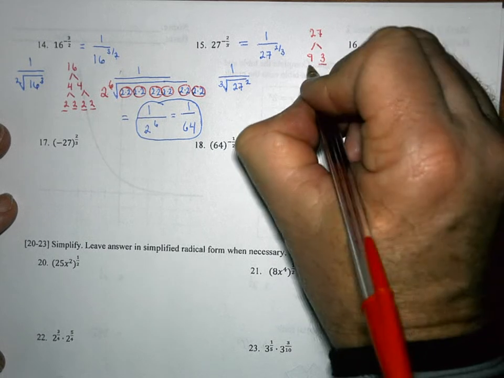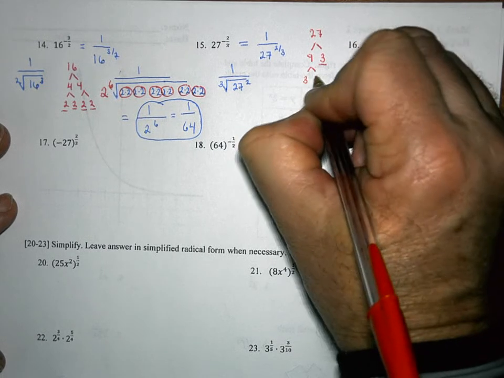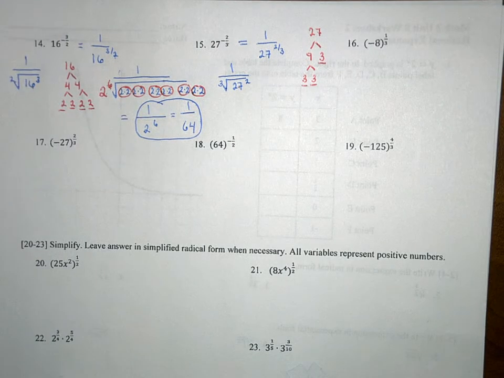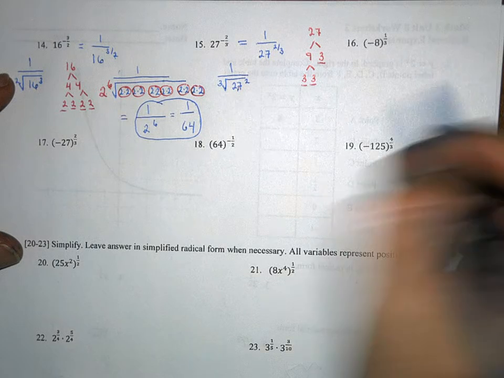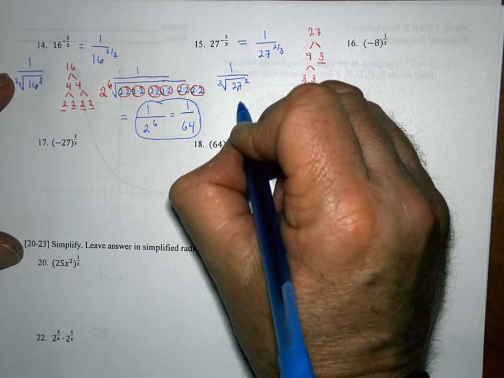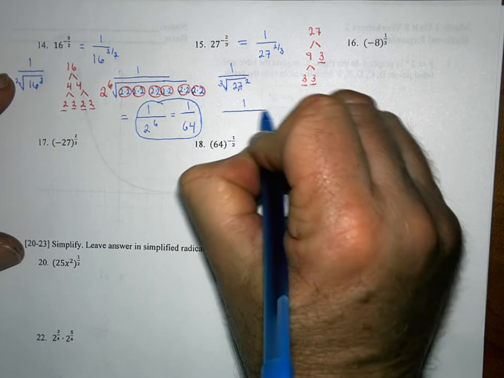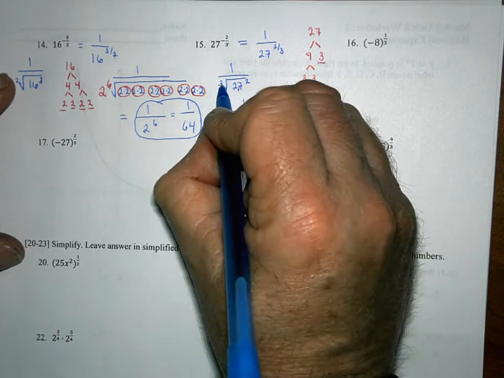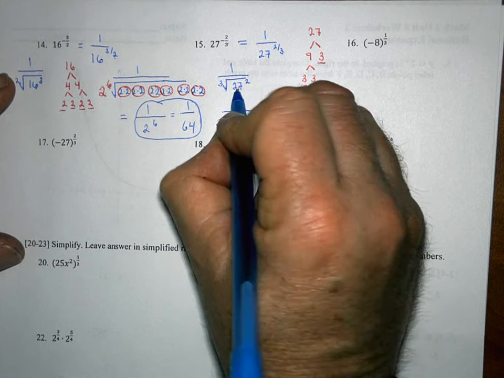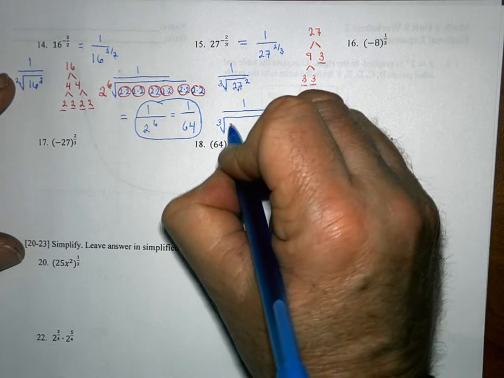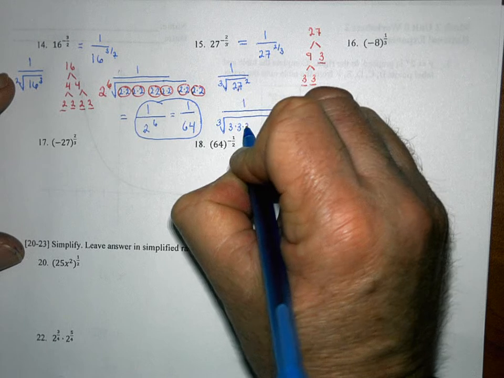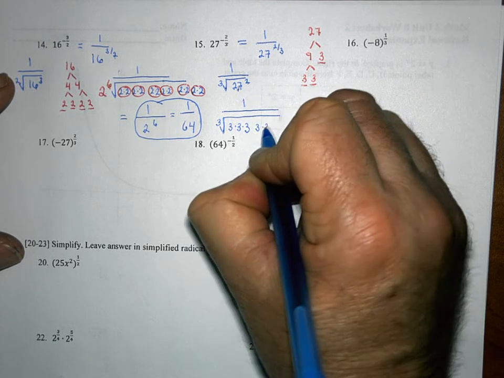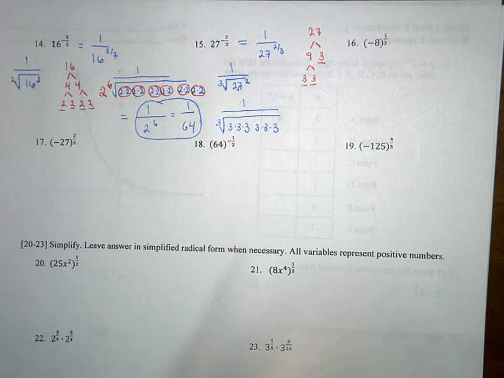3 is prime. 9 factors into 3 times 3. Those are prime. So I take this radical and I expand it. When I expand it, I have a 1 in my numerator, my denominator is going to be a radical with an index of 3, and then 27 becomes 3 times 3 times 3, but since my exponent is 2, that means I'm going to have two sets of 3 times 3 times 3.